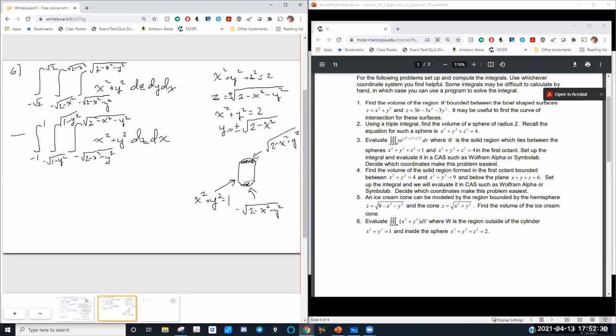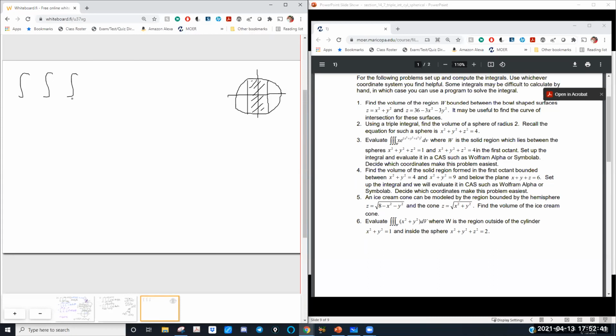So this upper limit will be the square root of 2 minus r squared, and lower will be negative square root of 2 minus r squared. Basically we're doing the same limits for the z, except we're doing them in cylindrical. So we get to substitute the x squared plus y squared with an r squared.